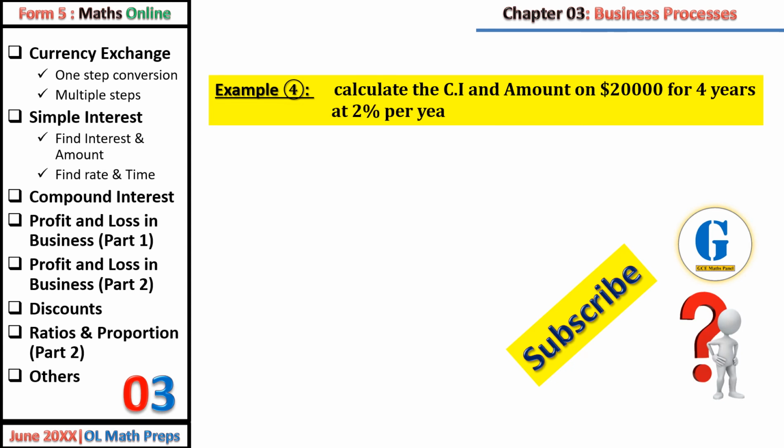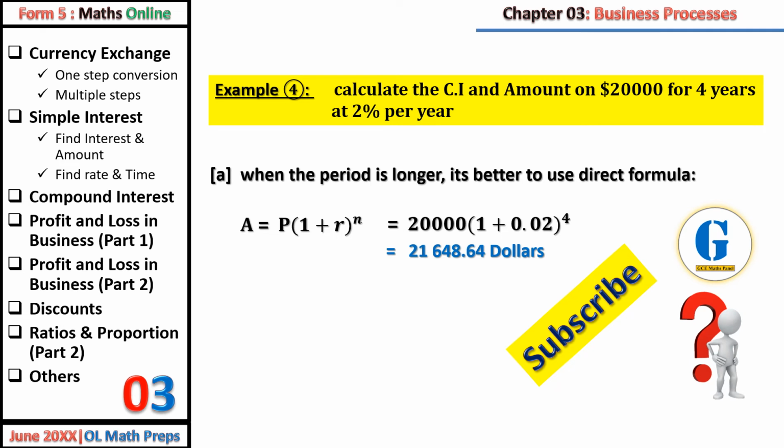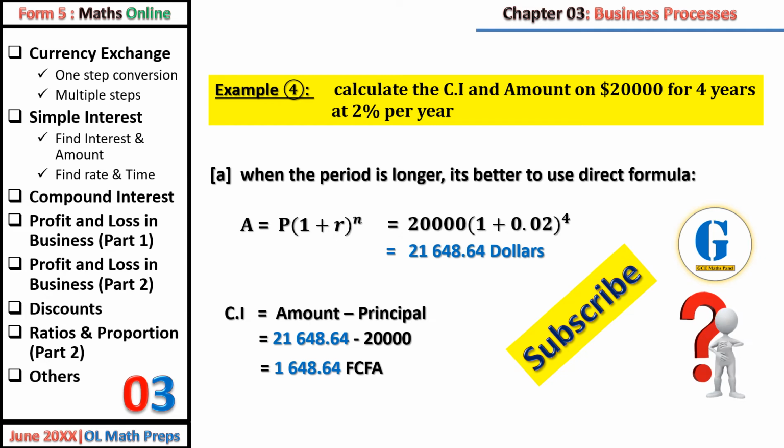The next example calculates the compound interest and amount on $20,000 for 4 years at 2% per year. So when the period is longer, it's better to use the direct formula. Here I'm applying the formula directly, and that is going to give me $21,648.64. And the compound interest is amount minus principal, giving me $21,648.64 minus 20,000, which equals 1,648.64 francs.